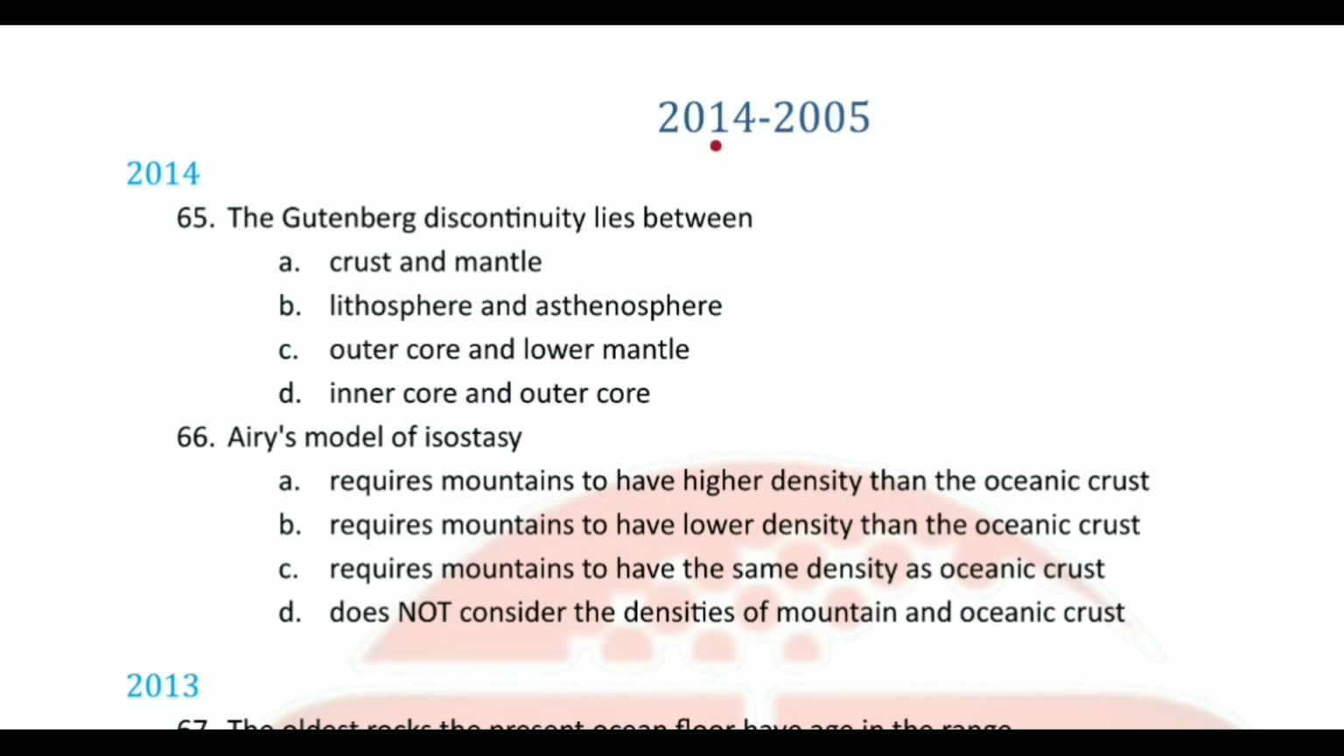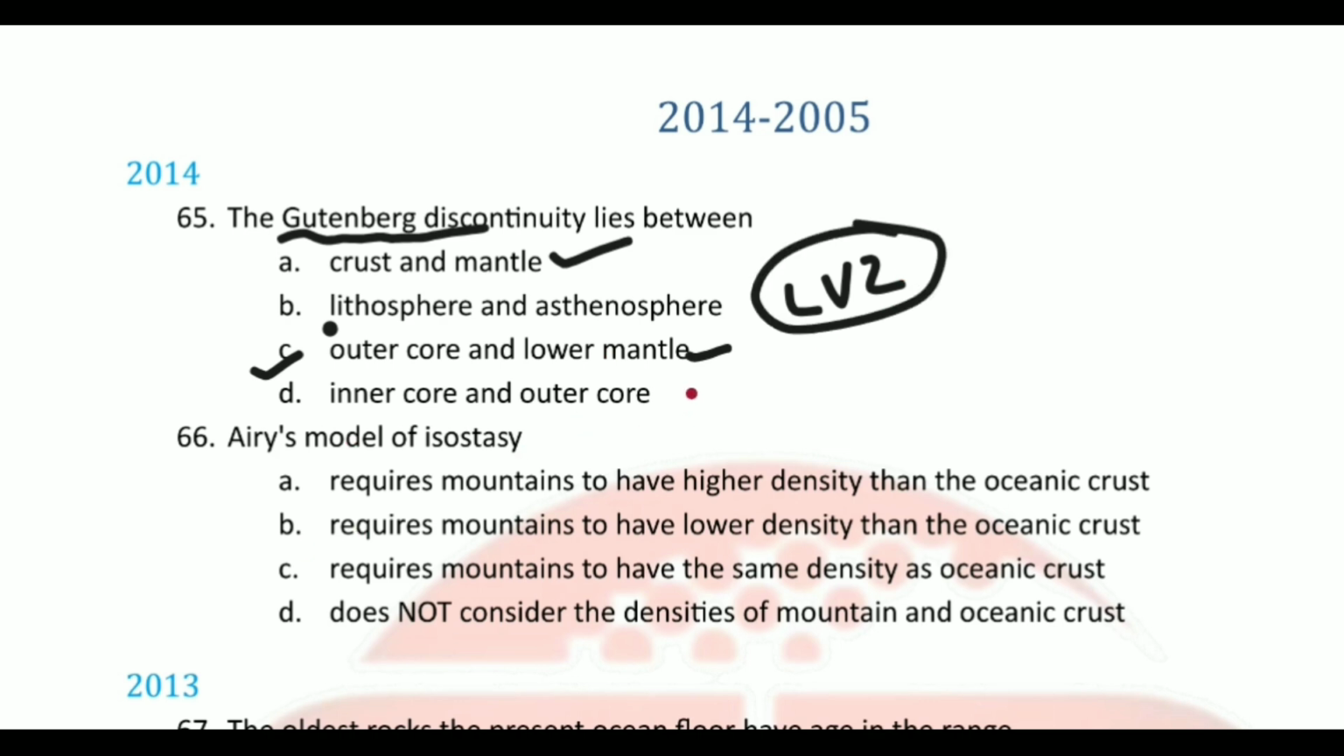Now some MCQ questions from 2014 to 2005. The Gutenberg discontinuity is a discontinuity that lies between the outer core and lower mantle. It is the mantle-core boundary. The crust-mantle boundary is the Mohorovičić discontinuity. Between lithosphere and asthenosphere you will get the LVZ, low velocity zone. And between inner core and outer core you will get Lehmann's discontinuity.